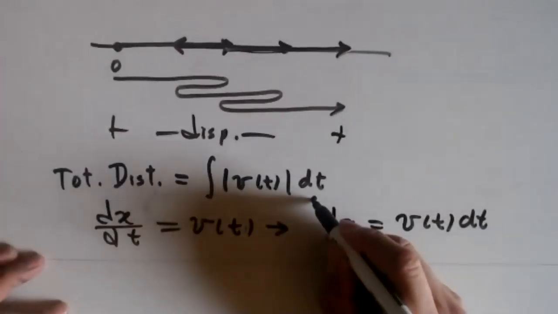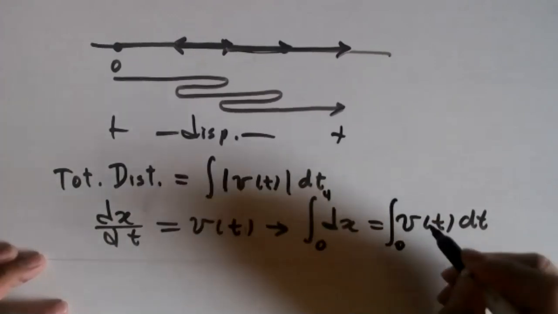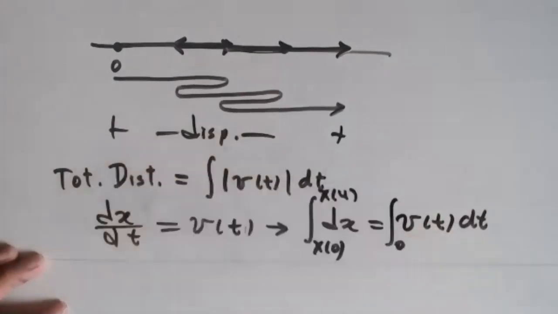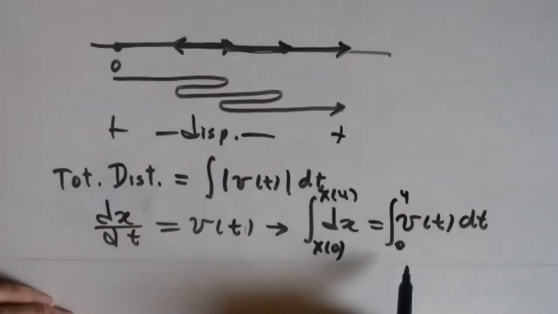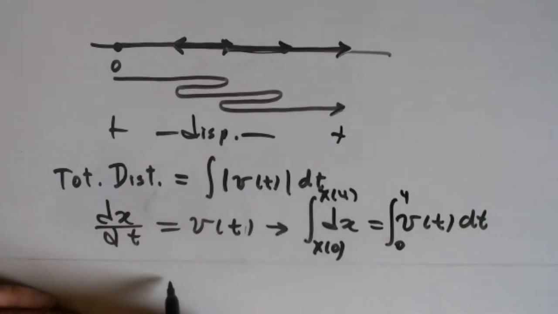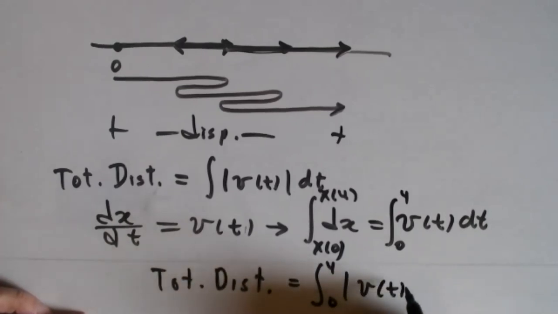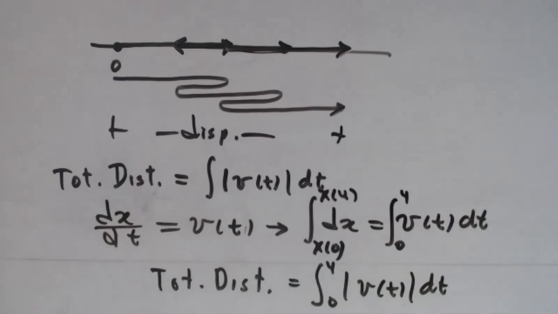Now what is going to happen? I'm going to integrate from 0 to 4, and here from x at 0 to x at 4, and then here from 0 to 4. So the total distance is going to be the integral from 0 to 4 of the absolute value of v of t dt. Now, x at 0 is 0, so this is not going to be a problem. So we have to evaluate this integral.